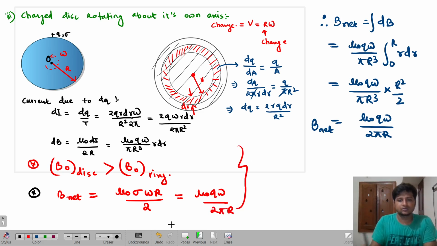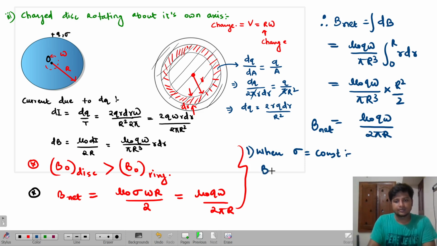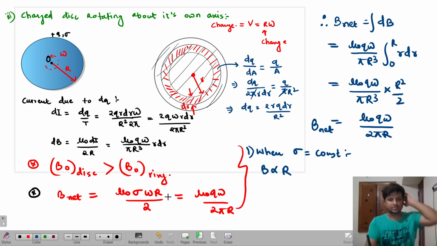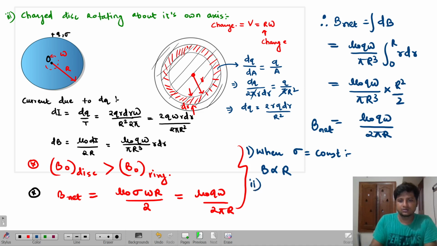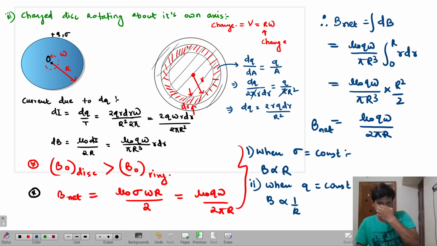So there are two conclusions over here. First conclusion: when sigma is given constant, the magnetic field is directly proportional to radius R. Second case: when charge is given constant, it is inversely proportional to R. Remember. Clear?